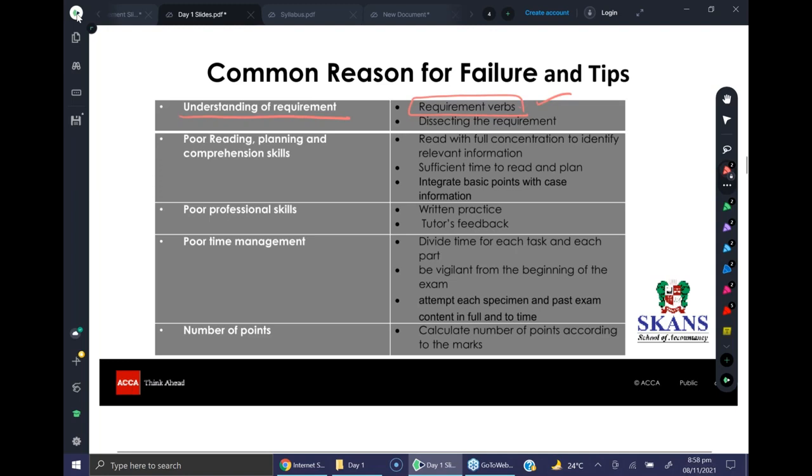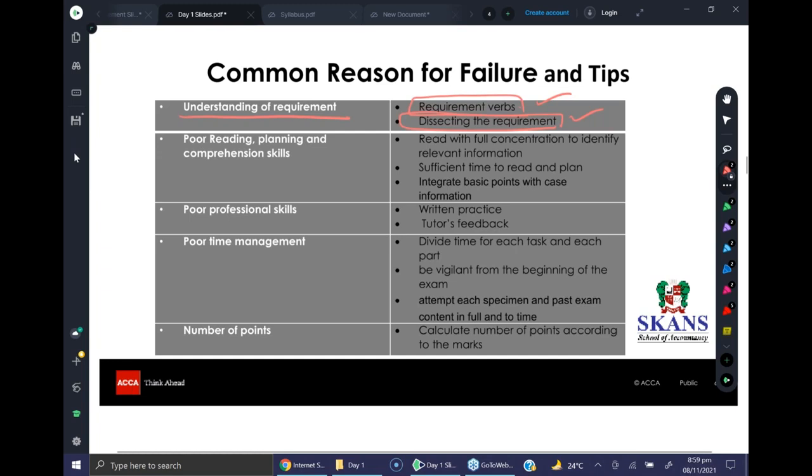And one very important aspect is dissecting the requirement. Now, what does dissecting the requirement mean? Are you all listening to me? Please confirm through the chat window if you're all with me. I can't see you, so that's the only way. I need to know if you guys are working with me. So understanding of the requirement, what am I supposed to do, and what does dissecting the requirement mean?